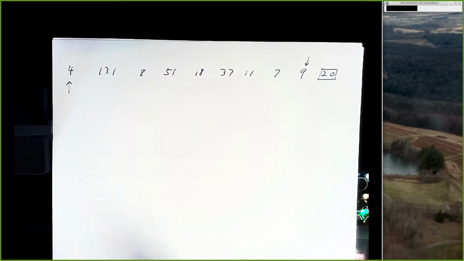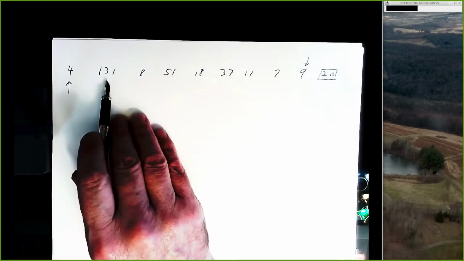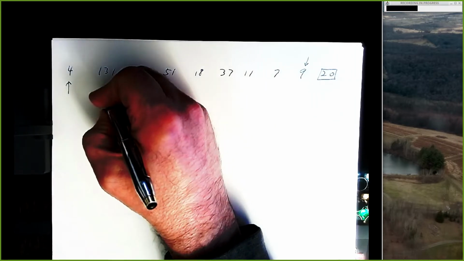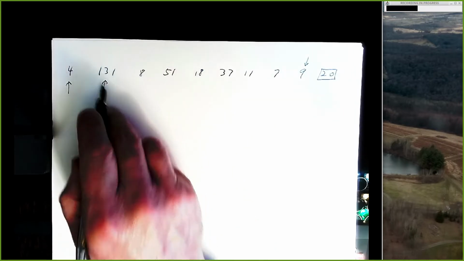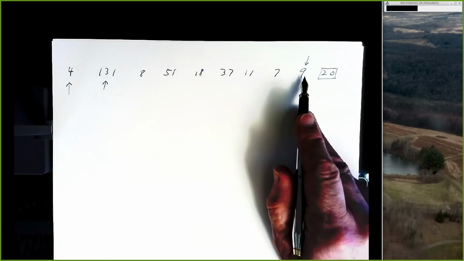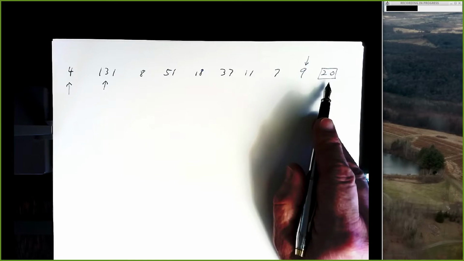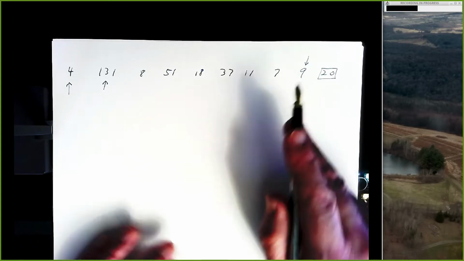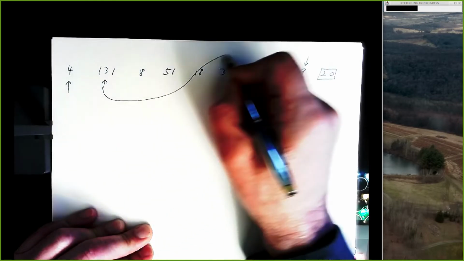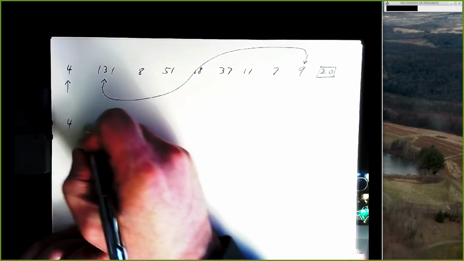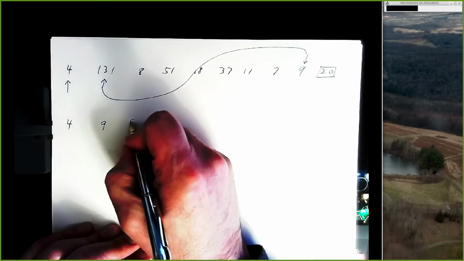And so what do we do? We move the left until we get to a value that's bigger than the pivot. So 4 is smaller, so we can move the left over to here. 31 is bigger, so we stop. Now we start from the right and we move until we get to a number that's smaller than the pivot. Well, 9 is smaller than the pivot, so we stop right there. And we swap these two numbers. And so after our first swap, this is what our array looks like.